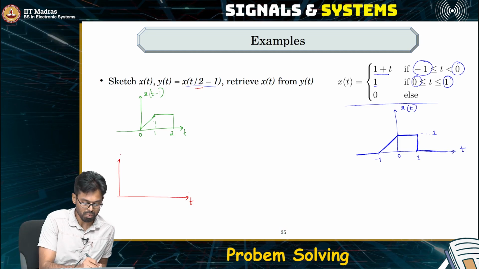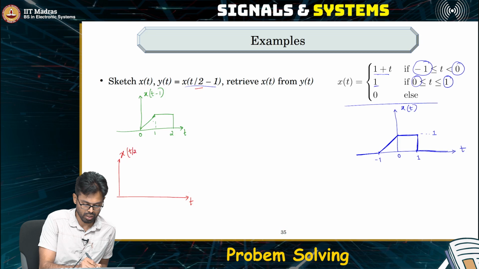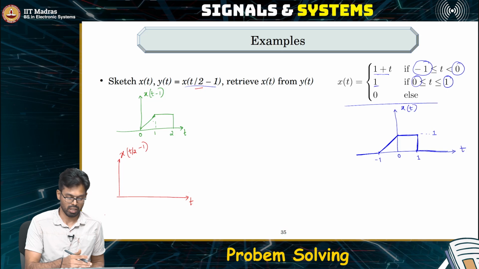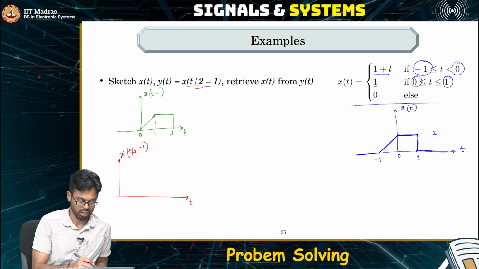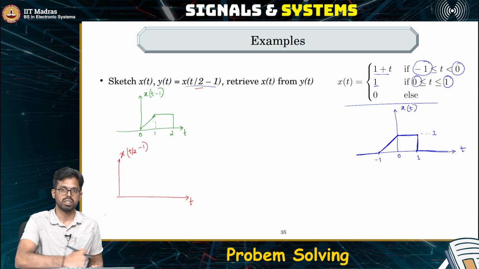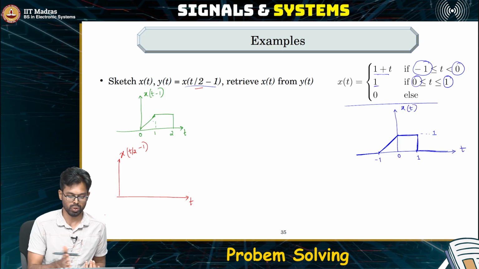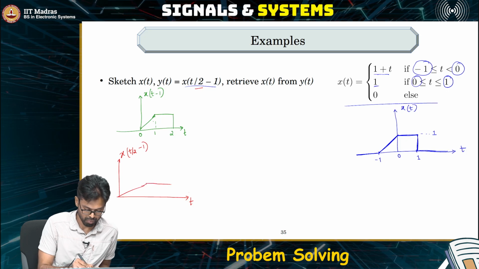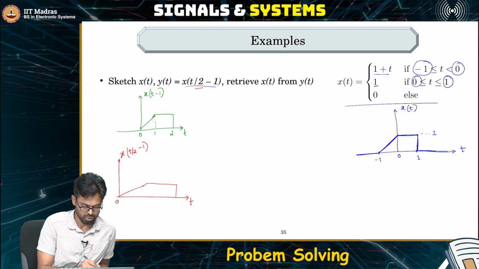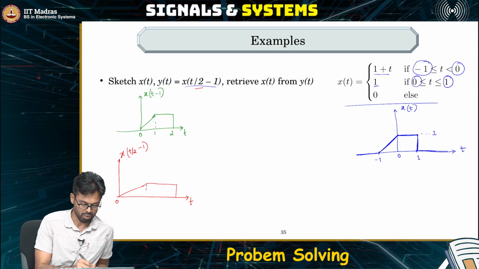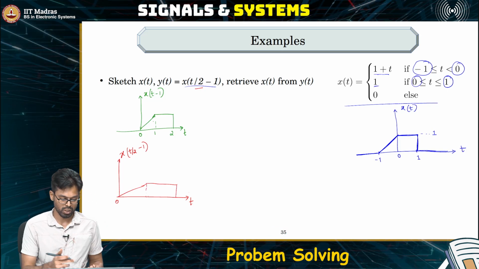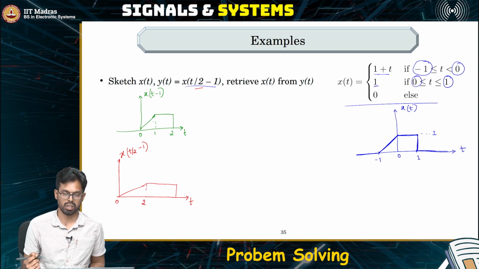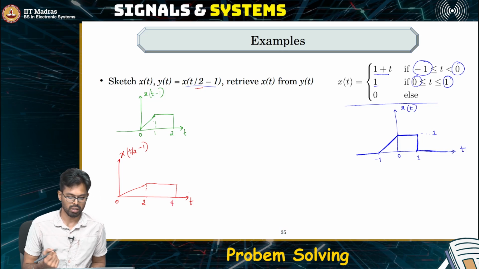So x of t by 2: whatever is at 0 remains the same, the origin does not change, but whatever is after that, you just stretch it, you pull it towards the right. So this entire signal gets stretched. 0 stays as such. Whatever is at 1 gets stretched by 2 times, so it appears at 2. Whatever is at 2 once again gets stretched by twice, so it appears at 4.